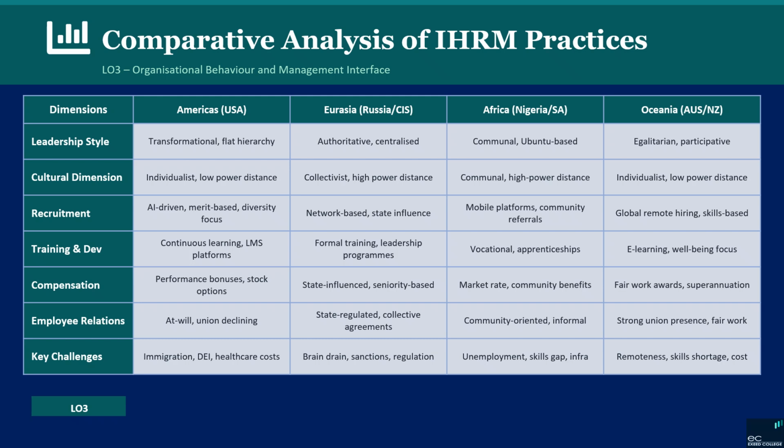For recruitment, it ranges from AI-based in the USA to network-based in Russia, mobile platforms in Africa, and global skill-based recruitment in Oceania. Training and development, and pay and compensation also vary by region, from formal training to online, and from seniority-based pay to community benefits. In employee relations, the USA has an at-will employment system with declining unions. Russia follows state-regulated agreements. Africa has informal, community-oriented relations. And Oceania features strong unions with fair work standards. Lastly, the key challenges vary across regions, including immigration and healthcare in the USA, brain drain in Russia, unemployment in Africa, and skill shortages in Oceania.